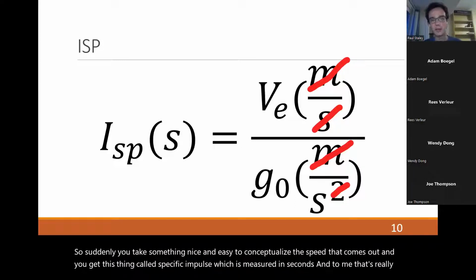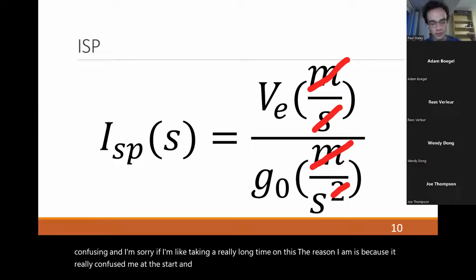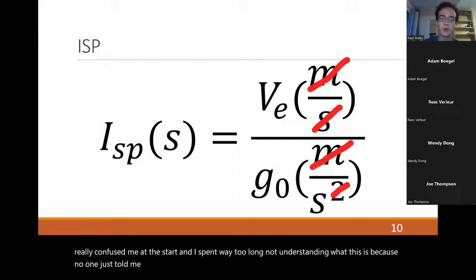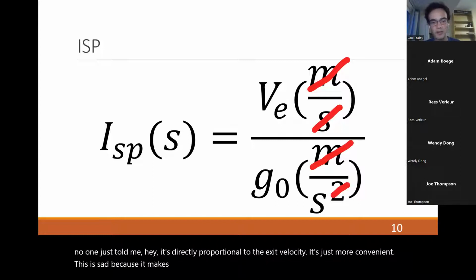And I'm sorry if I'm taking a really long time on this. The reason I am is because it really confused me at the start. I spent way too long not understanding what this is because no one just told me, hey, it's directly proportional to the exit velocity. It's just more convenient. This is sad because it makes no sense.